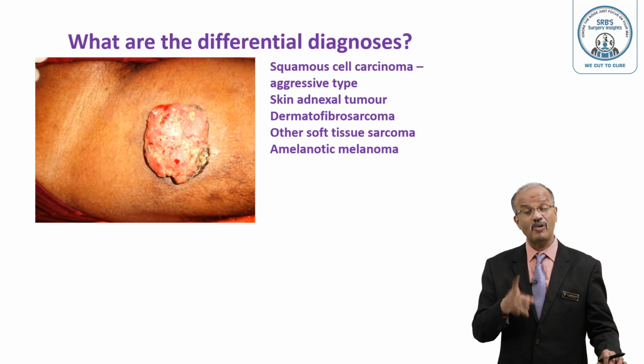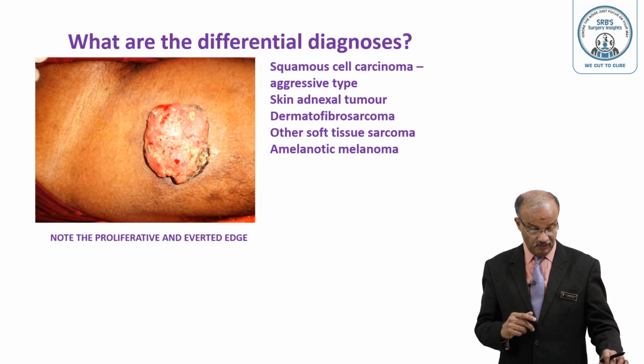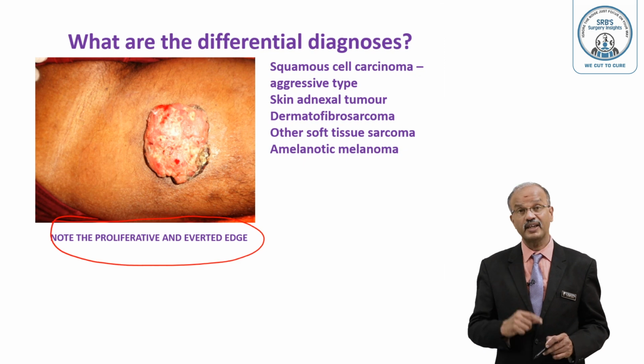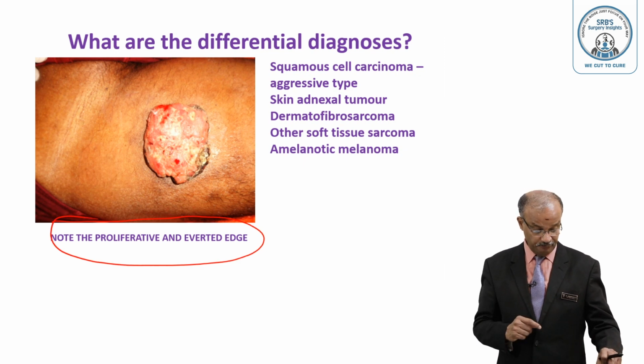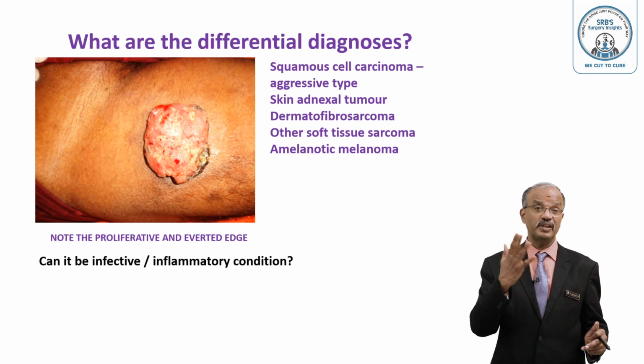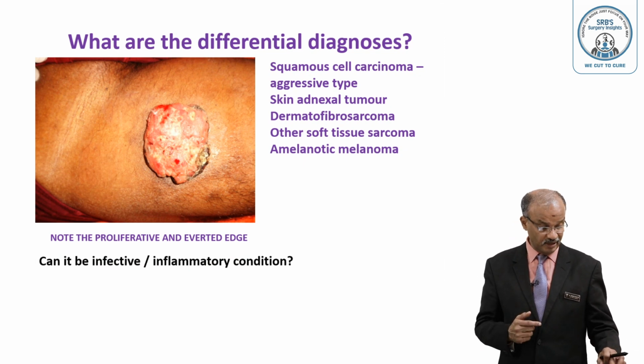Wedge biopsy, MRI, CT chest and abdomen. It's a fair enough investigation. Note the proliferative lesion and everted edge. That gives a very good clue that it is a malignant entity, not benign, and not an infective inflammatory condition. This question will be asked in the viva or clinical exam when you present a short case.